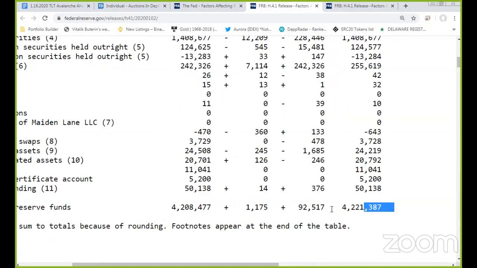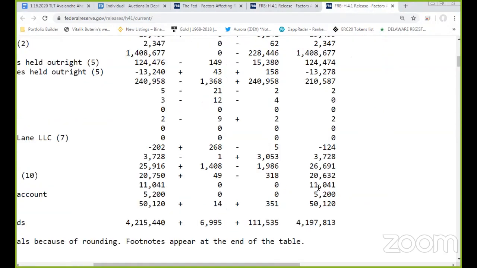But here we go, $4,221 billion on the 2nd, and that dropped to $4,197 billion on the 9th.